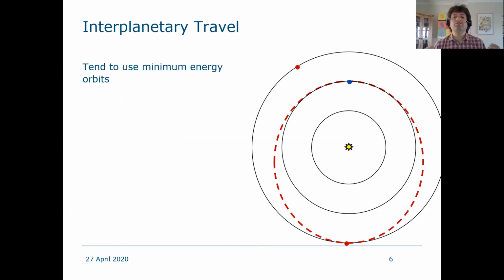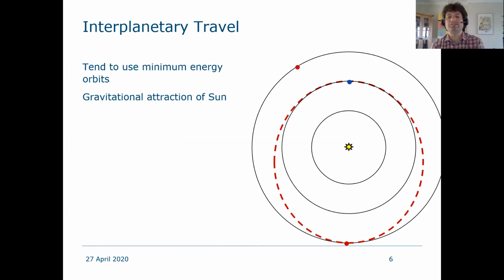Now, we tend to use minimum energy orbits. If you think about it, a rocket is mostly fuel. There's very little scientific payload there. It's fuel and fuel and fuel. We want to make these missions as efficient as possible, so we want to use as little fuel as possible. So we want the minimum energy for our orbits.